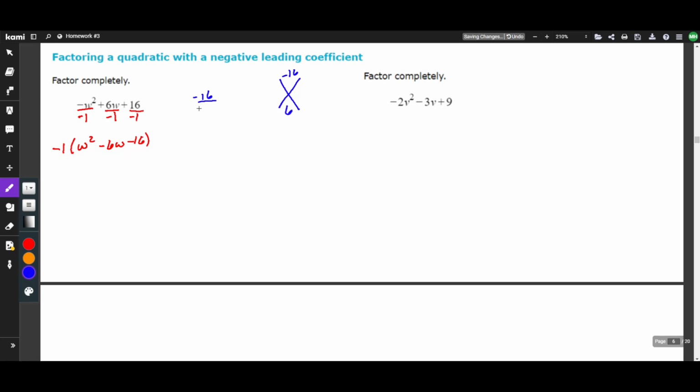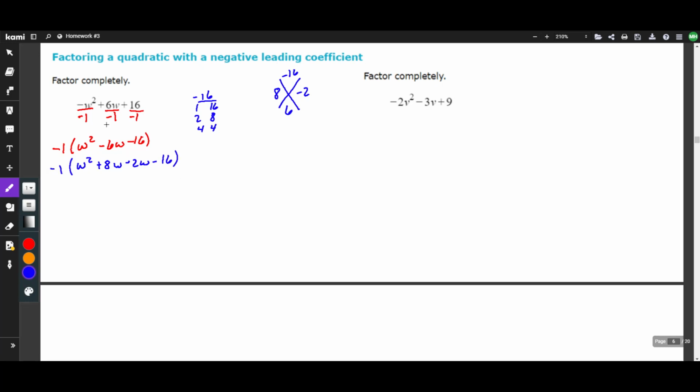My factors of 16 are 1 and 16, 2 and 8, 4 and 4. And that's all of them because I have a 4 in both columns. And I need to subtract, and I need to get a positive 6. So if I go 8 minus 2, I have a positive 6. I'm going to rewrite my problem. So I have W squared plus 8W minus 2W, if I wanted to do it by grouping, minus 16. And I have the -1.